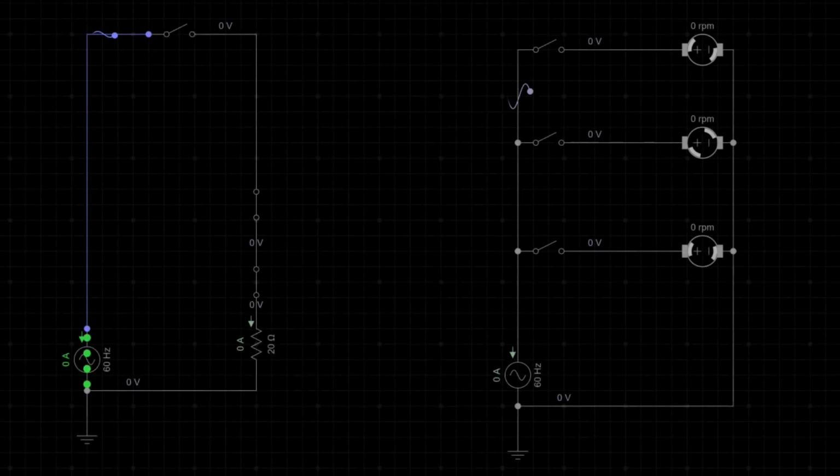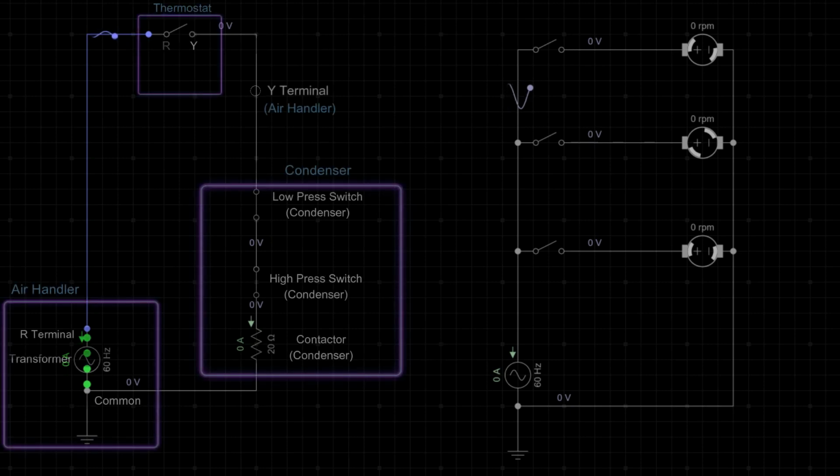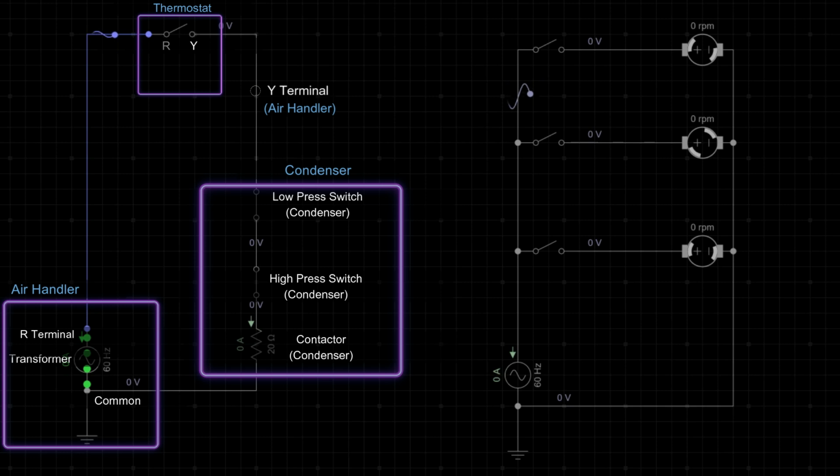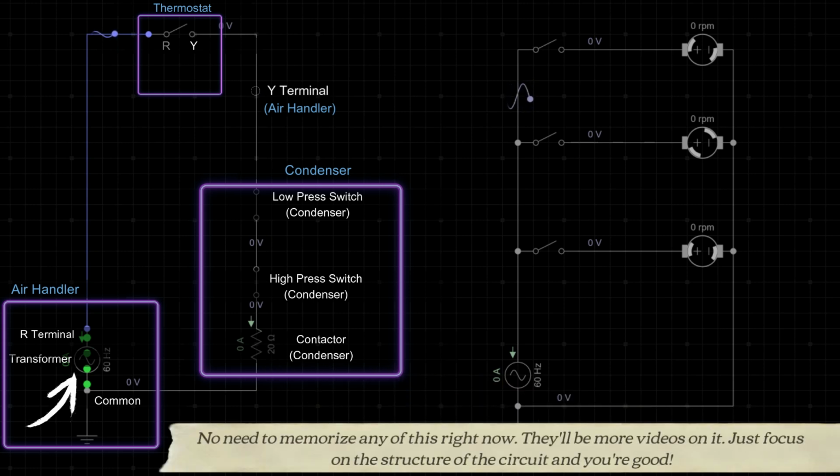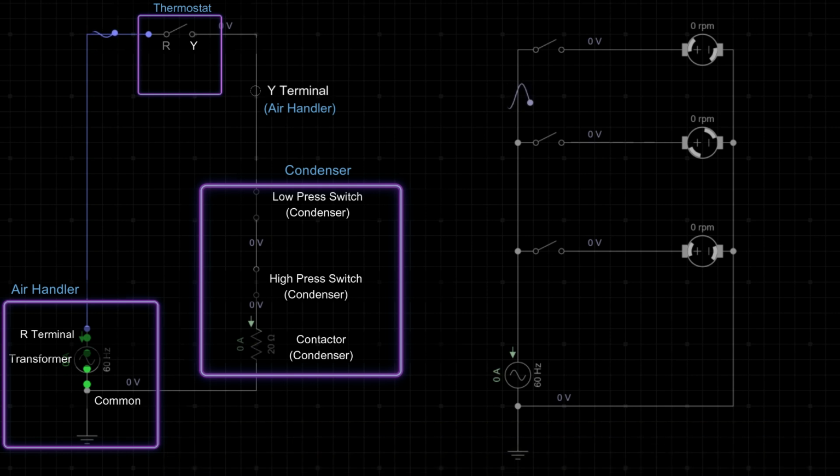So here we have two real-world examples of a series and parallel circuit. On the left side, we have a series circuit that is pretty typical of a central air conditioning system's low voltage control circuit. Over here we have a transformer that is in the air handler. It takes 120 or 230, converts it down to 24 volts for our control voltage. It is sent from our R terminal on the control board in our air handler to the R terminal on our thermostat. When the thermostat calls for cooling, it closes a switch between R and Y.